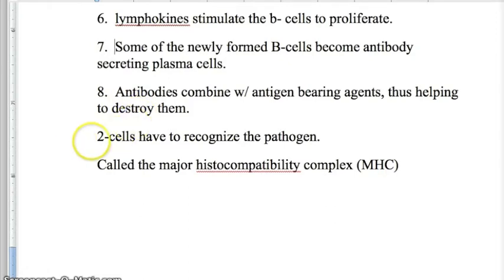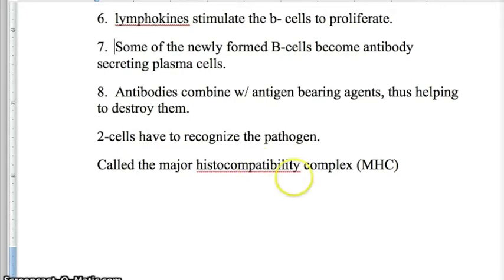So a couple notes on the side I'd like you to add is, so this basic concept is two cells have to recognize the pathogen. So we need to have a B cell that's been activated and has recognized the pathogen, and a T cell that's been activated and recognized the pathogen. And then the two of them come together and create this huge immune response.